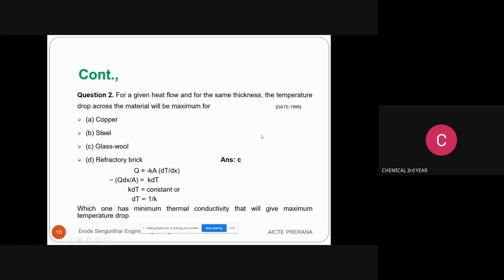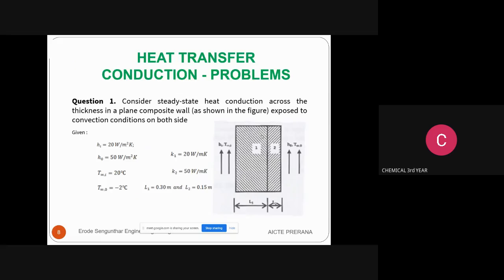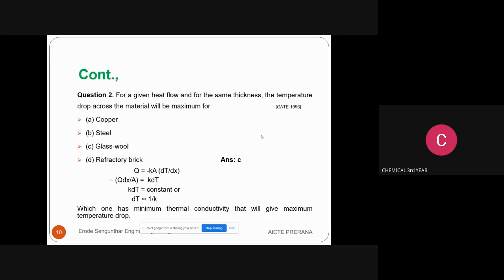Clear? Then next question. I think you all understood this first question very clearly. There is no doubt in this, I hope, and we'll go to the second question.